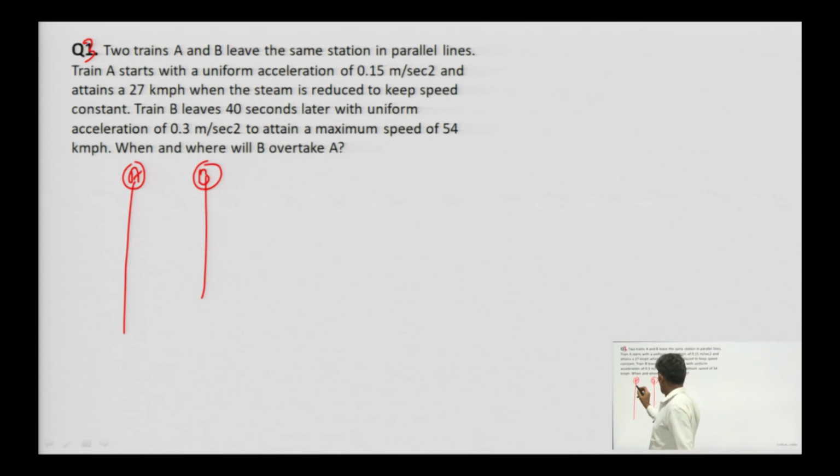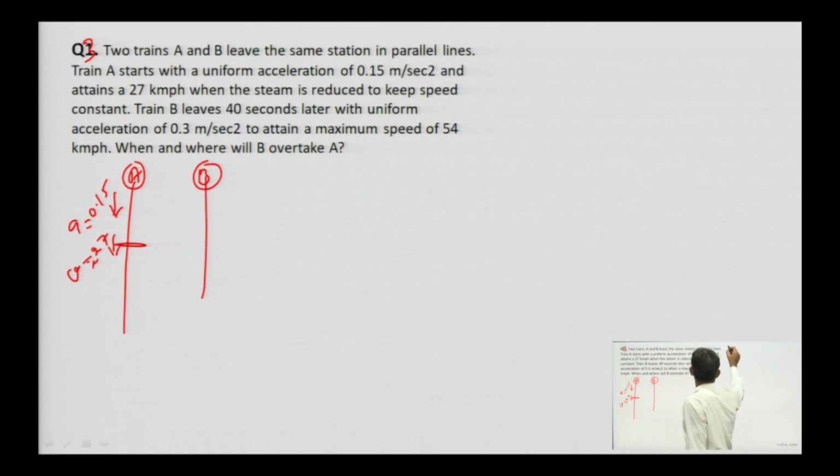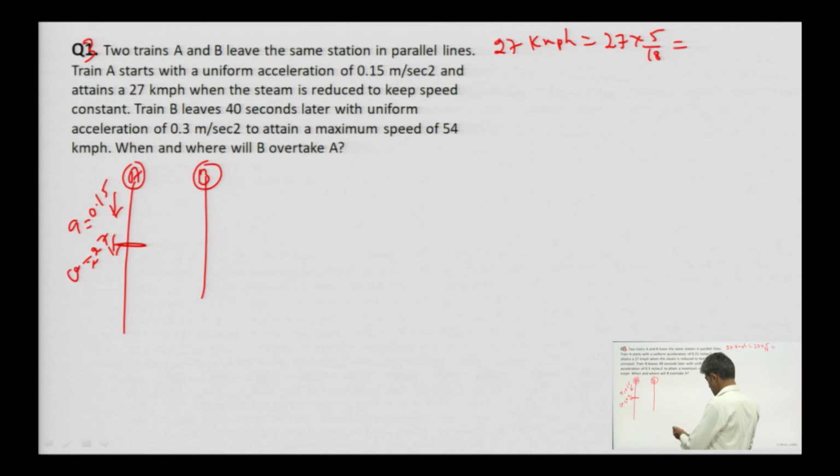Train A starts with uniform acceleration, a equal to 0.15 meter per second square, and attains a speed of 27 kilometer per hour. 27 kilometer per hour is equal to 27 into 5 by 18. 27 multiplied by 5 divided by 18 gives 7.5 meter per second, when the steam is reduced to keep the speed constant.